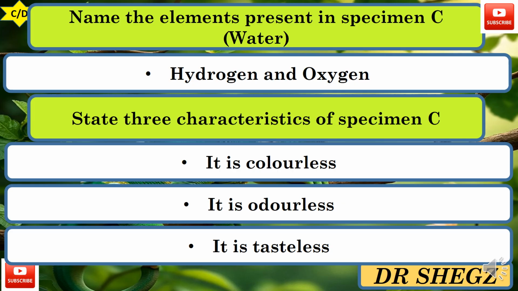Alright, so name the elements. Of course, it's hydrogen and oxygen, H2O. State three characteristics of specimen C. It is colorless, it is odorless, it is tasteless.